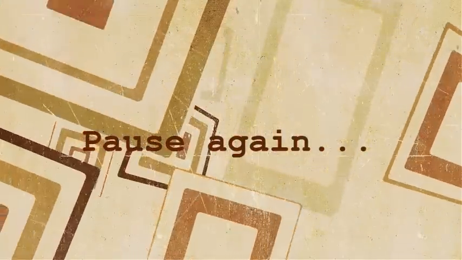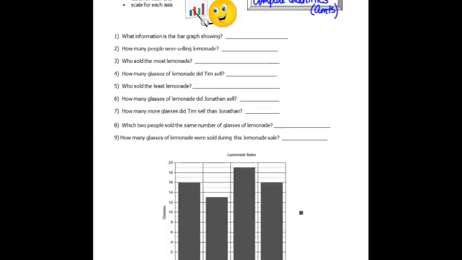Bar graphs, when we want to compare quantities or amounts. And if you want to go ahead and read those questions below, you can go ahead and pause here and do that. What information is this bar graph showing? Who sold the most lemonade? And how many people were selling lemonade? That would be 4. Who sold the most? That would be Tim. We had 19 glasses that he sold.